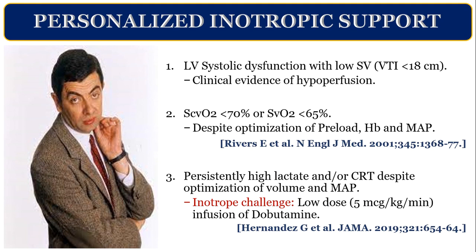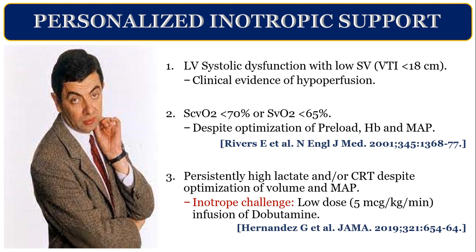What about inotropes? Again, if you can see by echocardiography that the LV systolic function is poor, along with a VTI of less than 18, start dobutamine. If the ScvO2 is less than 70%, then also you can start this. Or there is something called an inotropic challenge.